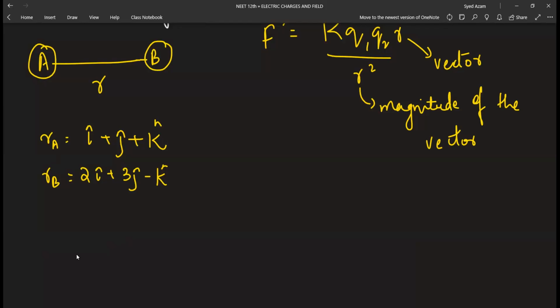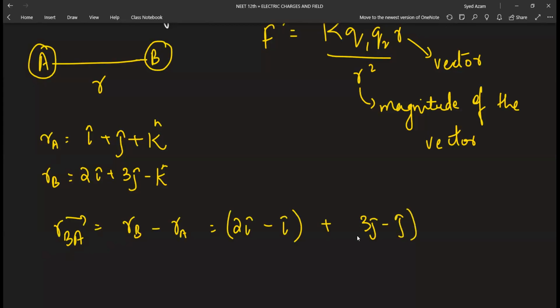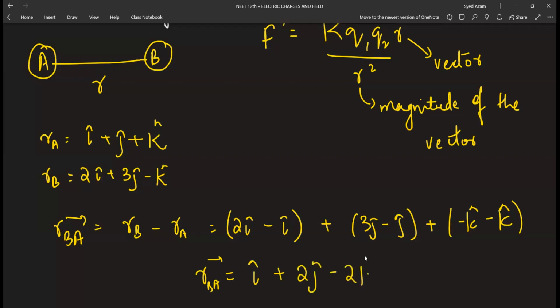Ma'am, R of B minus R of A. Yes, very good. We will calculate RBA first, that is RB minus RA. So we have 2I cap minus I cap, plus 3J cap minus J cap, plus minus K cap minus K cap. So our position vector that we require, RBA, between them, because two different points were there, is now I cap plus 2J cap minus 2K cap.